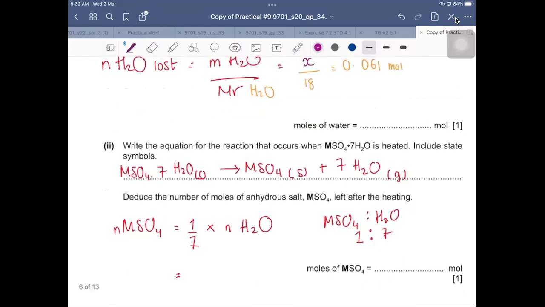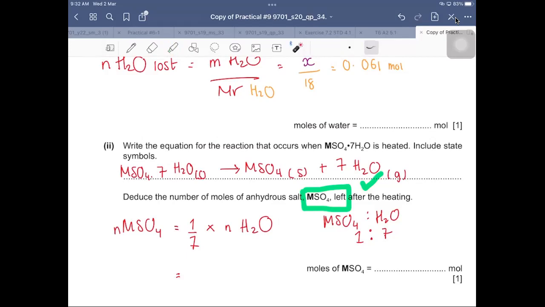Okay. Once you have written down the correct and the balanced equation for this reaction, you know the number of moles of H2O, correct? From the first part of the calculation. They then want you to find the number of moles of the MSO4. Can you see that this is actually a hint? Deduce the number of moles of anhydrous salt MSO4 left after heating. That means the residue is MSO4. Okay? So actually sometimes reading the question can give you a little bit of a hint.